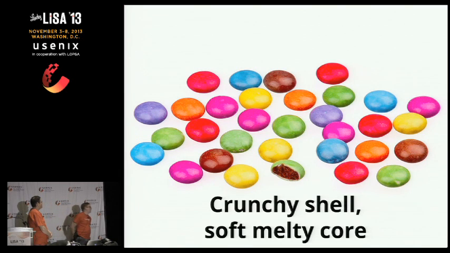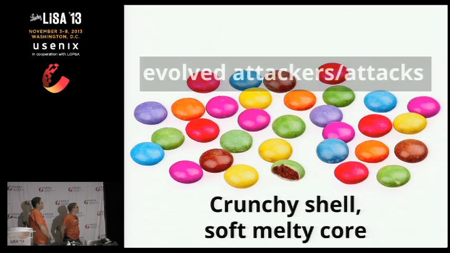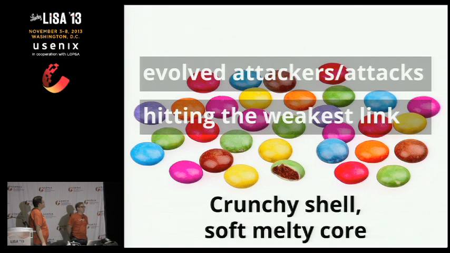So in truth, what we have is a crunchy shell and a soft, melty core. There are lots of little things that aren't as well guarded as your organization's network. Attackers have figured this out, and they have evolved the ways they attack. They look for the weakest link, which usually is the device that people use to access your network. And these have become highly mobile in recent years. So you don't have the level of control that the 20-plus-year-old model assumes.